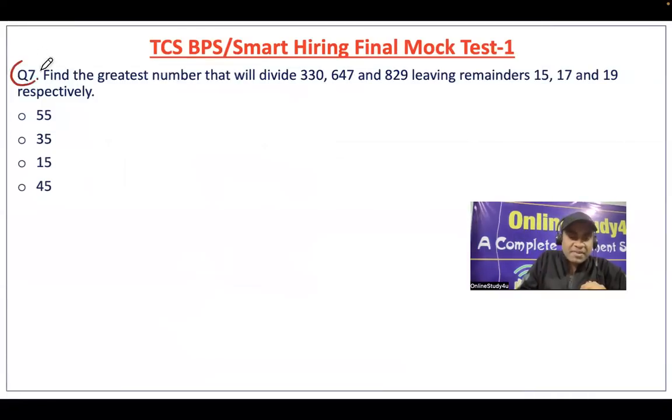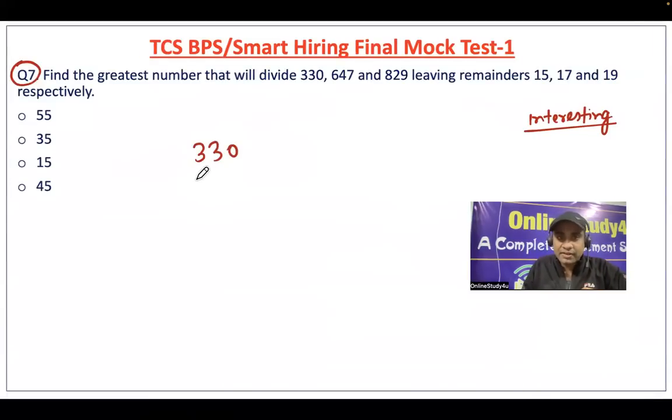Now, question number 7 is a very interesting question. Friends, all the questions are interesting here. Okay, there is no doubt. So find the greatest number that will divide 330, 647, 829, leaving remainders 15, 17, and 19.